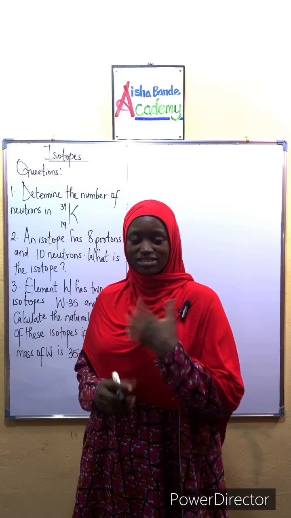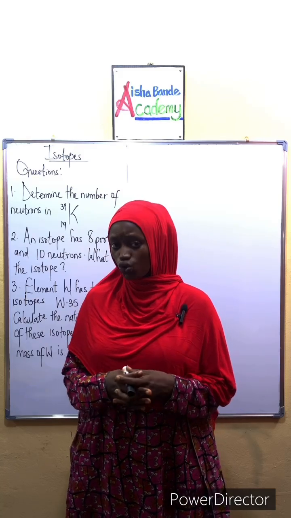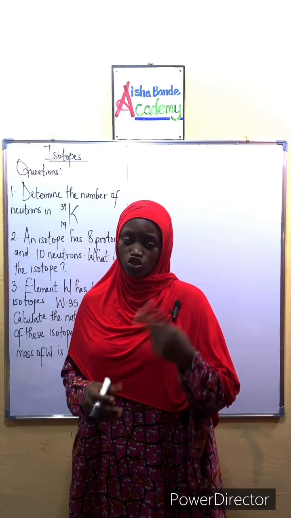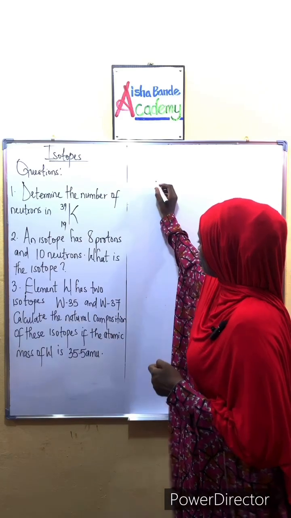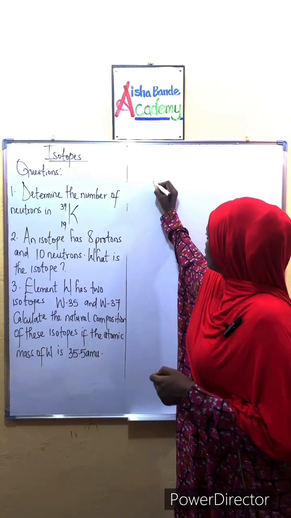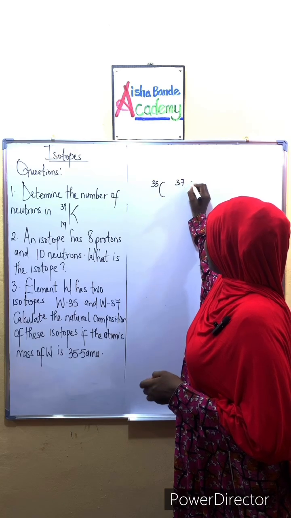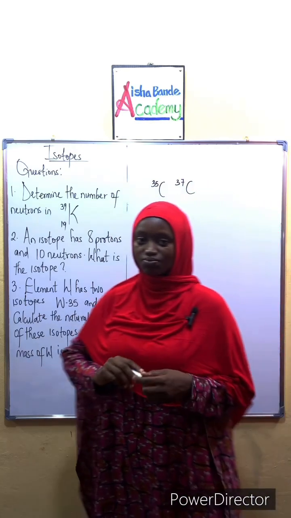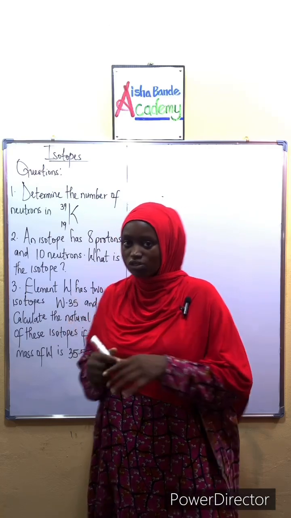Example of an element that has isotopes is chlorine. Chlorine has two isotopes, isotope 35 and also isotope 37. That's why chlorine is written this way, isotope 35 and isotope 37. So let's talk about the format of isotope. That is how isotope looks like.